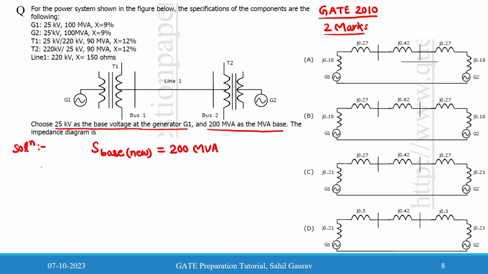Now we are going to find this for G1. So we can first make the base values at every side.